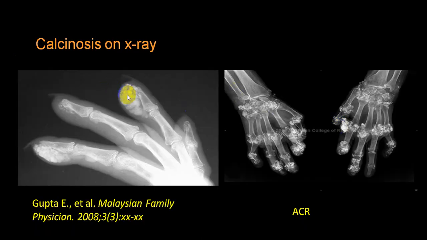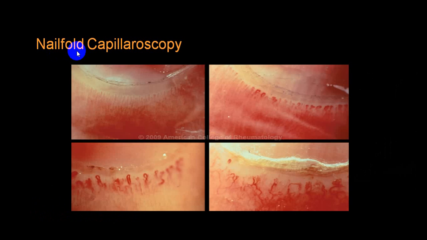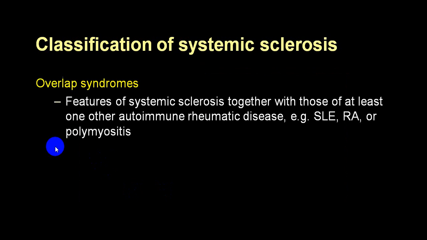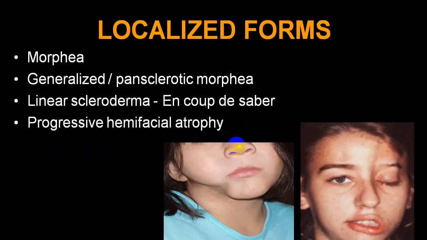Typical, you can see this calcification. Calcification can be seen on an X-ray also. This is called calcinosis. In the nail fold, you can see the capillary dilatation and there is a dropout. Dropout will be seen in the diffuse variety and dropout will not be seen in the limited variety. There is an overlap syndrome where you can have systemic sclerosis with SLE or RA, polymyositis, and another name is Sjogren syndrome. This is classical.